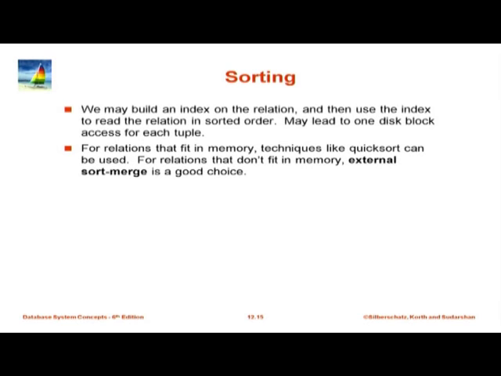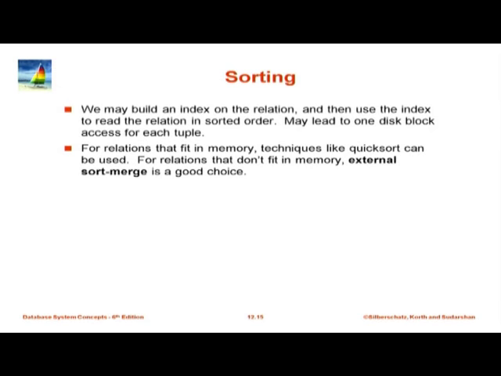Okay, so the next topic is how to do the remaining operations, and it turns out there are two basic ways of doing pretty much all the other operations, and they are based on sorting and hashing. All of these algorithms are going to work even if the underlying relations are much bigger than memory. Now, this is one of the nice things about databases. They don't die if the data is larger than memory.